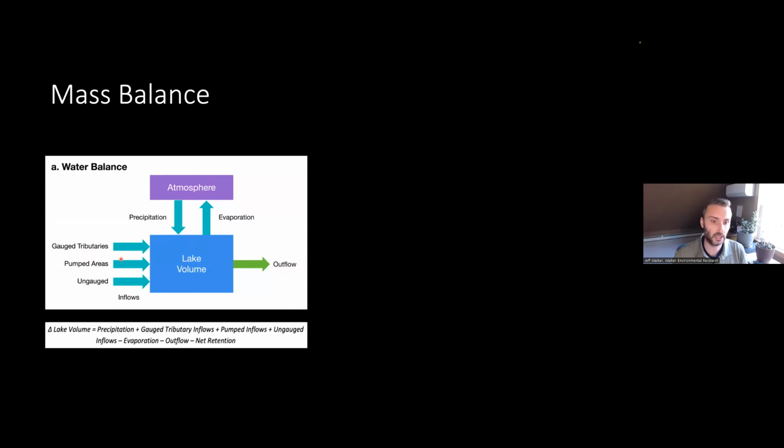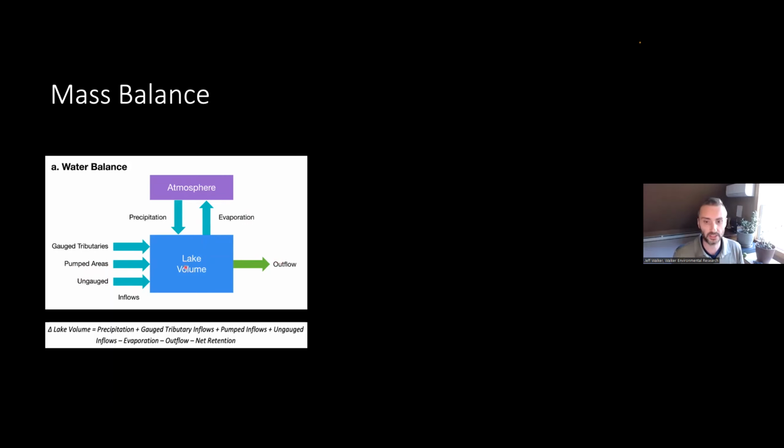We've got estimates of the amount of water pumped from agricultural areas. And then we've got these ungauged inflows, which is basically the amount of inflow coming from all the other drainage area in the basin, mostly those springs and seeps and other ungauged portions of the drainage area. And that was calculated by difference from all the other terms. We also have fluxes from precipitation and evaporation, as well as the outflow, which is measured by a flow gauge.